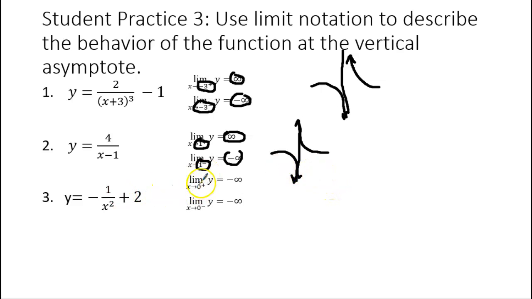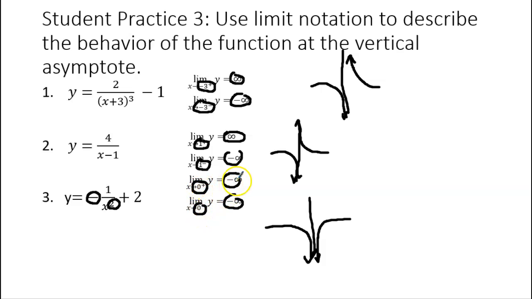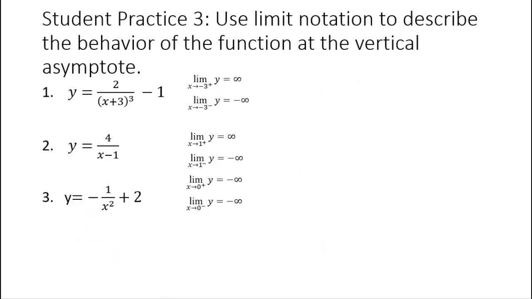Then finally on number 3, the vertical asymptote is 0. So if I approach 0 from the right, it's negative infinity. And if I approach 0 from the left, it's also negative infinity. And the reason for that is because this is an even powered function with a negative. And so this graph looks like this. It's down on the left and it's down on the right. So whether you're approaching 0 from the right or from the left, either way, you get negative infinity because it's down on both sides. Okay? And so that's how we describe, once again, the behavior of a function at the vertical asymptote using limit notation.